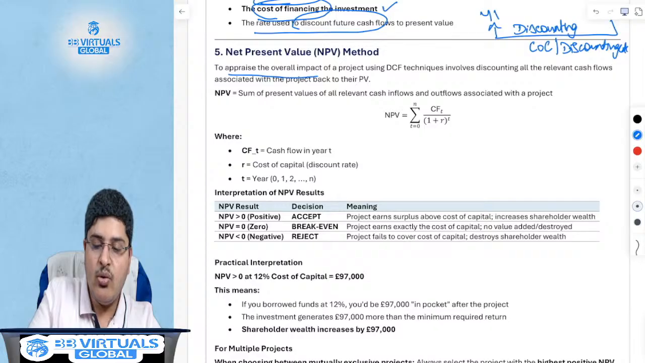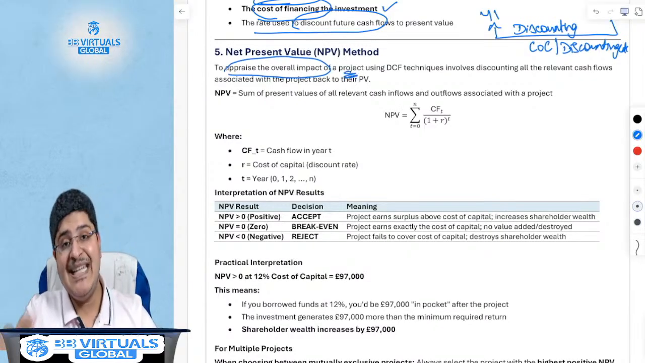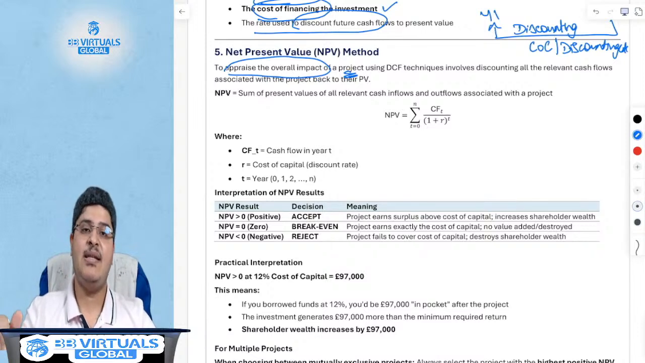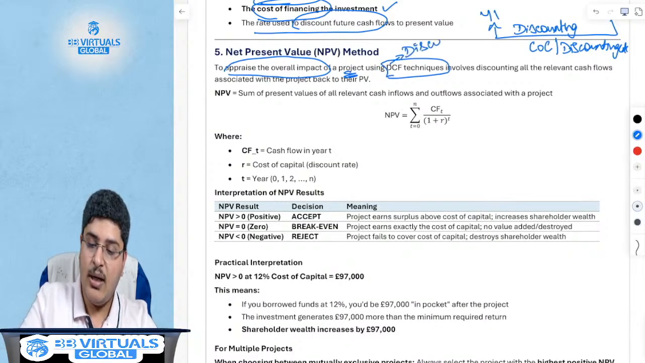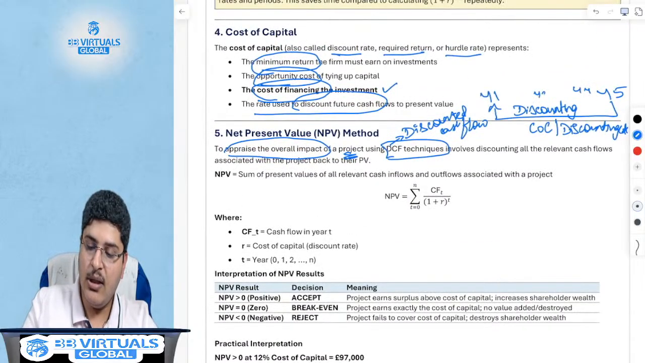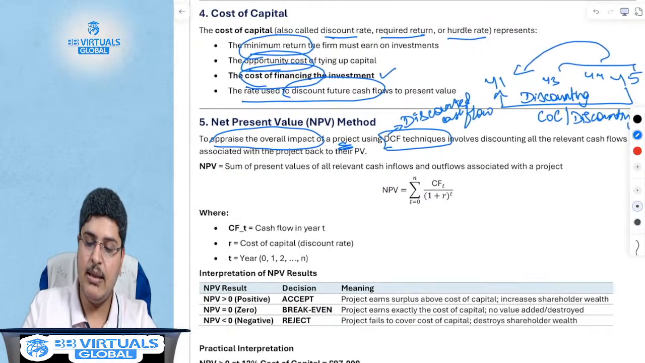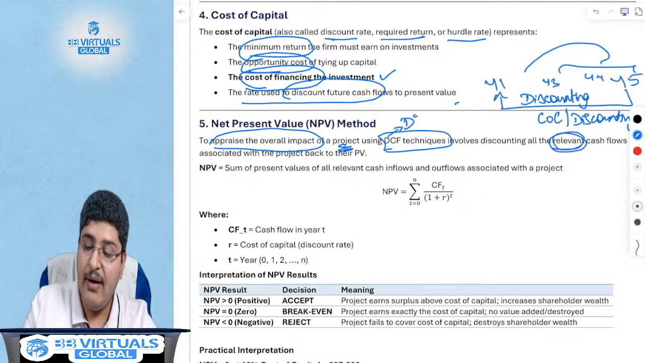It is used to appraise the overall impact of a project. It is used to decide whether you should invest in a particular investment or not. And like I mentioned, it uses the concept of discounted cash flow. What was this? Year 5 money, year 5 money, year 4 money, year 3 money. This is nothing but cash flow. Discounting it to year 1 is discounted cash flow, which involves discounting of all the relevant cash flows.